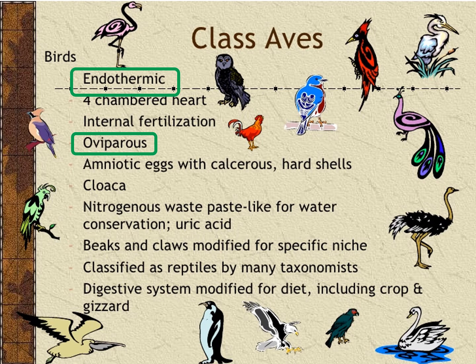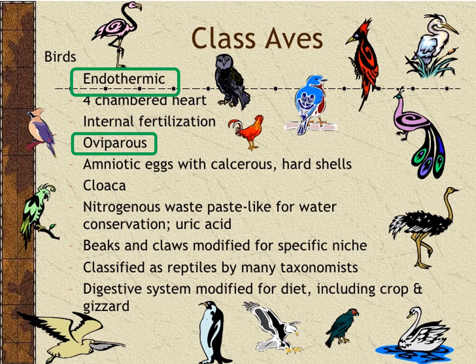They have internal fertilization, but then they lay those fertilized eggs. Those eggs are oviparous, meaning egg layers. They have these amniotic eggs that have calcium or hard shells. They also pass their waste in a paste as well because they want to save the water in their bodies.